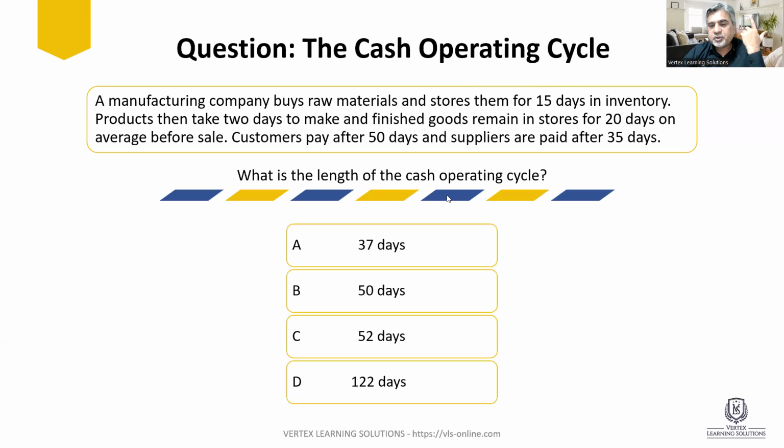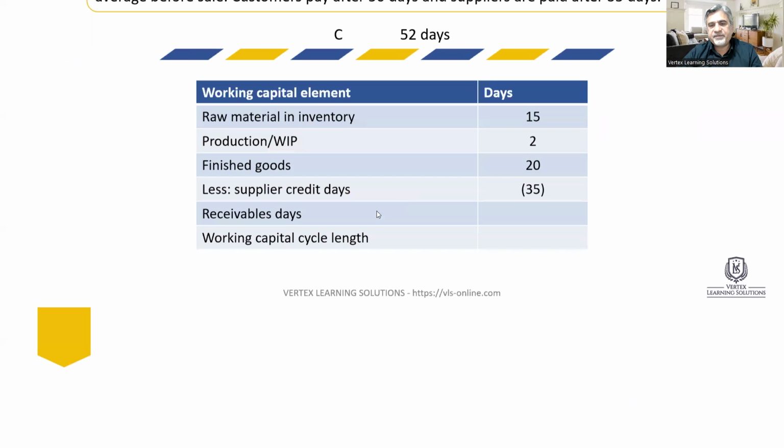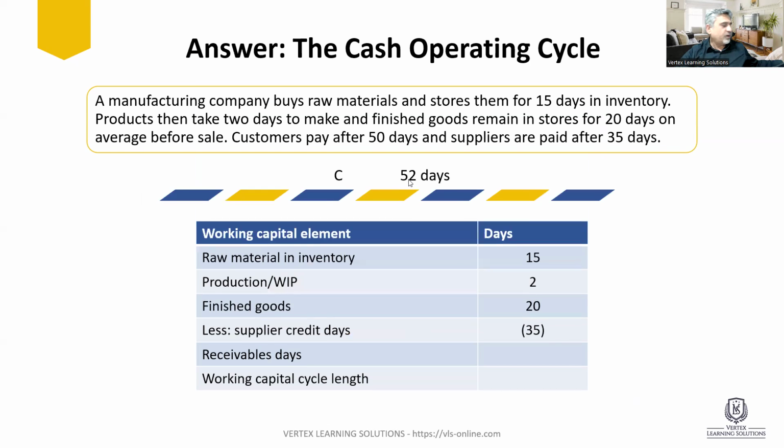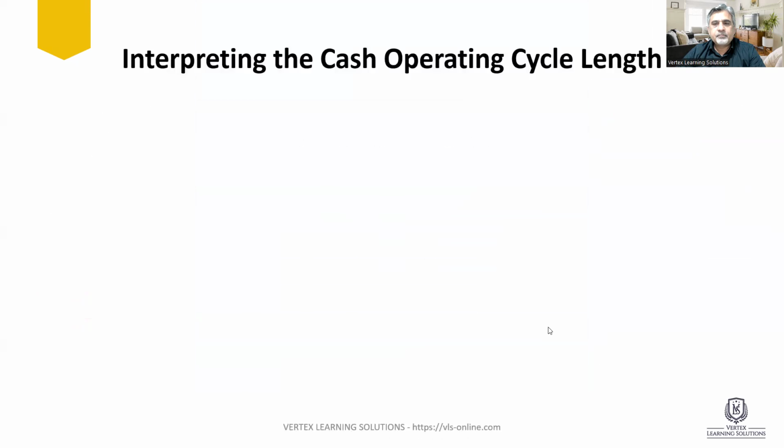So what is the length of cash operating cycle? 37 days, 50 days, I don't know. Just add it, 15 plus 2 plus 20. Okay, let me do it with you. So it is 15 plus 2 plus 20 plus 50 and minus 35. So it is 52 days. Answer choice should be C, 52 days. Okay, they have given you the answer, 52 days. You have to add them up and then subtract 35.